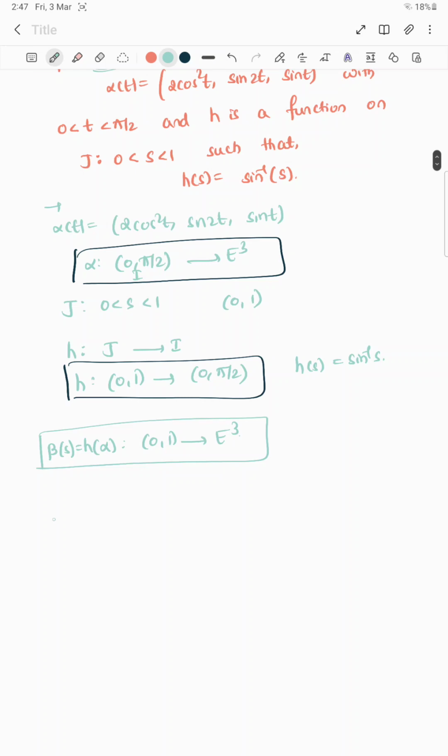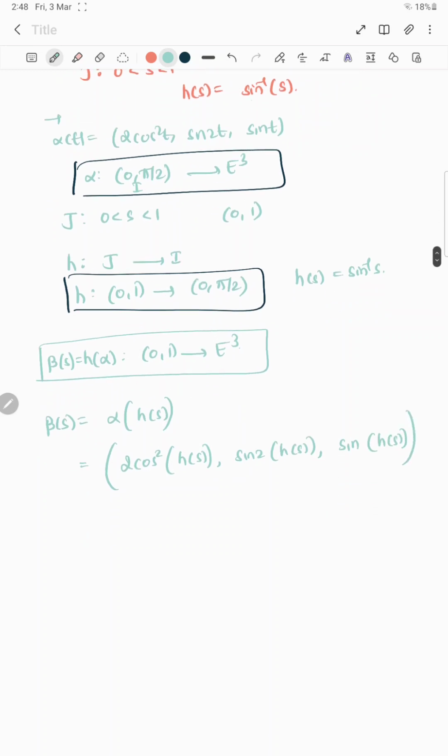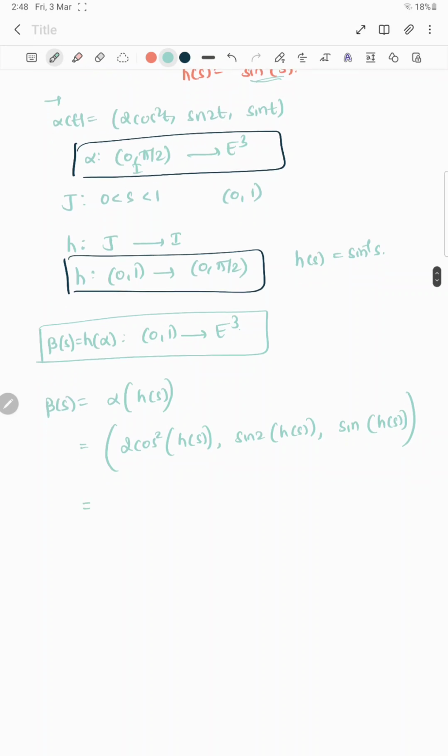Now we have beta of s as alpha of h of s. So just replacing the coordinates of alpha: instead of t we are writing h of s. This is equal to 2 cos square h of s, sin 2 h of s, sin h of s. Since h of s is sin inverse of s, we put h of s as sin inverse s: 2 cos square sin inverse of s, sin 2 sin inverse s, sin of sin inverse s.